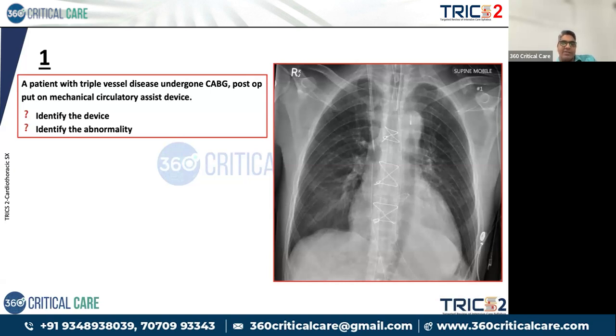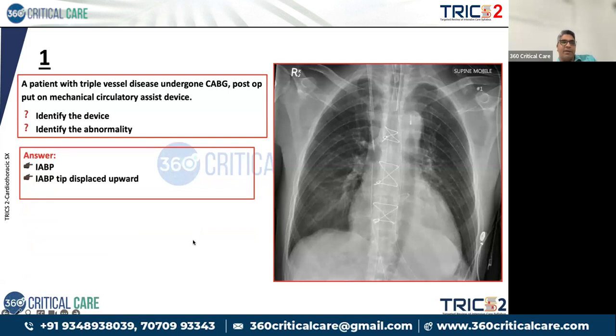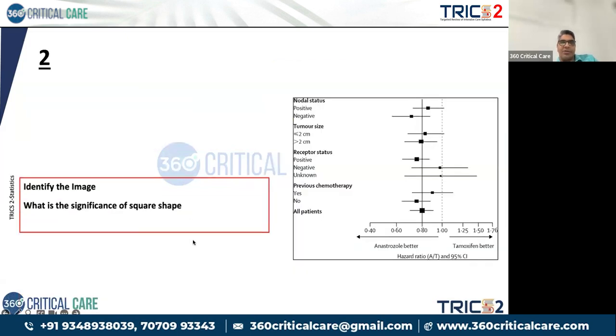So 4 or 5 things that you need to be very, very acquainted with about IBP in the exam, and it is a very, very important question in the exam also. All right, let's talk about this one.